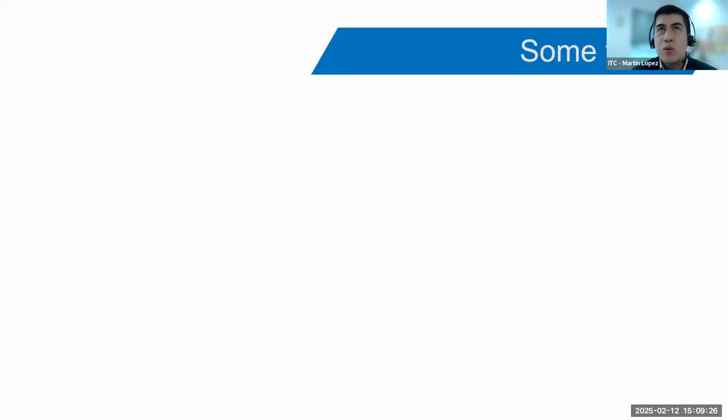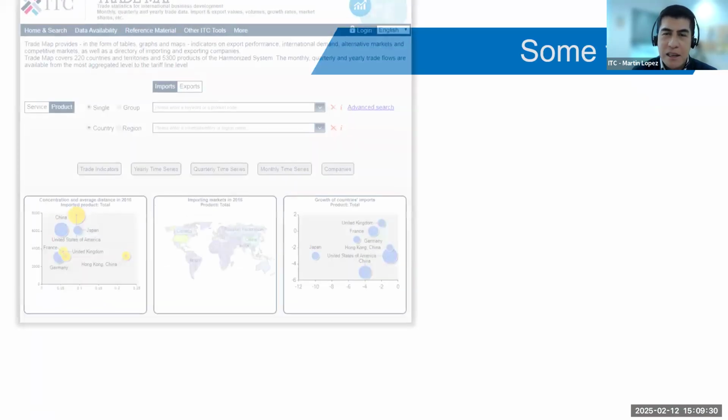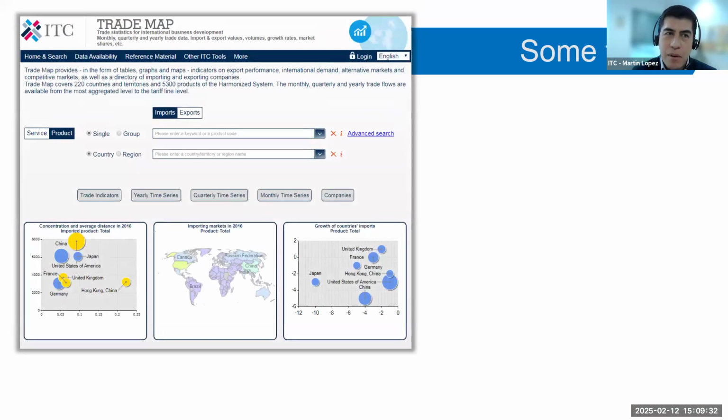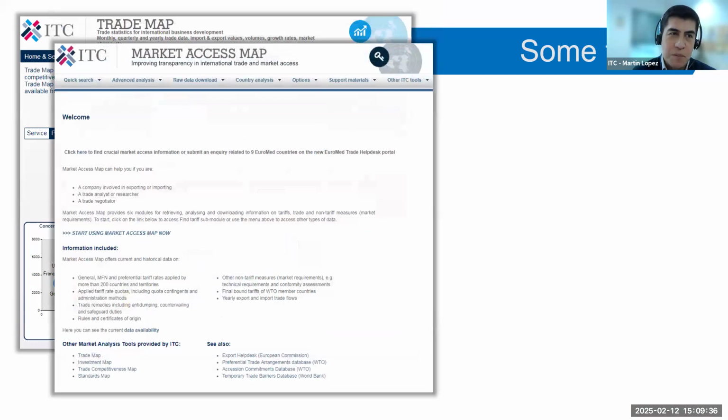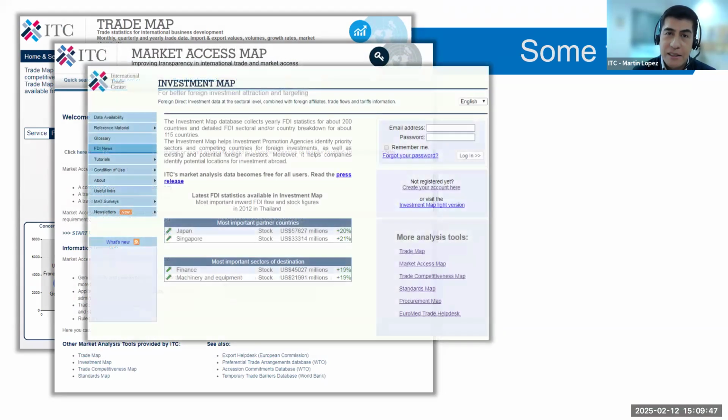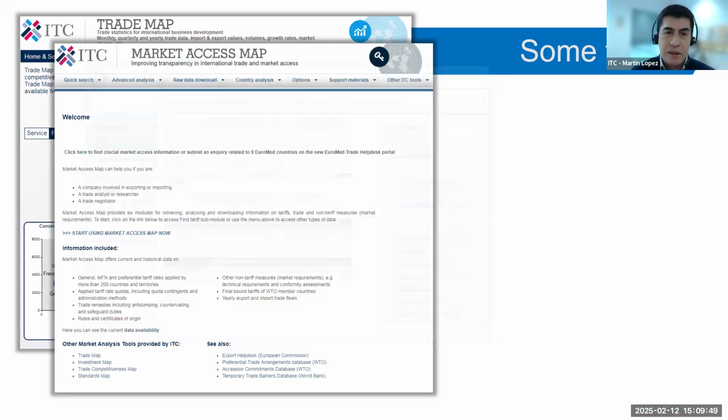And one of those areas for which we are most well known is trade intelligence. Probably some of these tools are already well known by you. For example, Trade Map, our trade statistic report maker, Market Access Map, our repository of data and information on market access, as for example, tariffs, trade agreements.